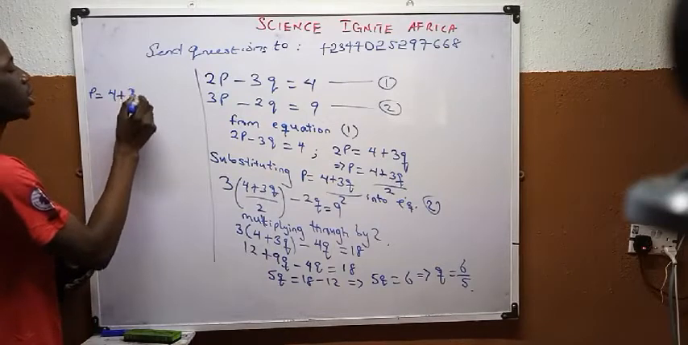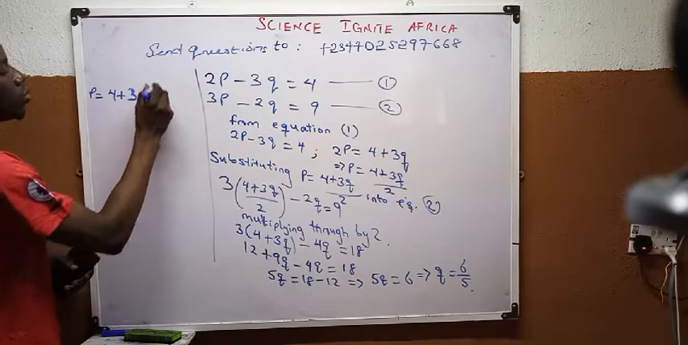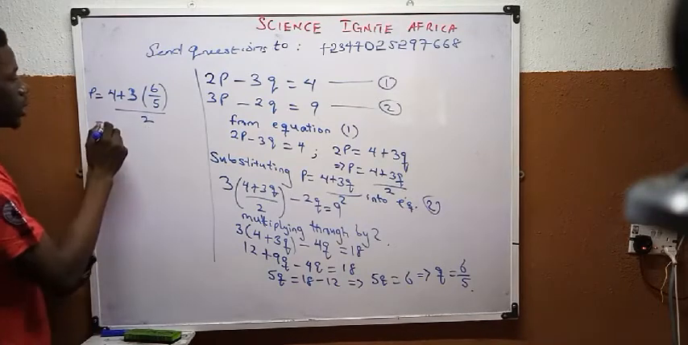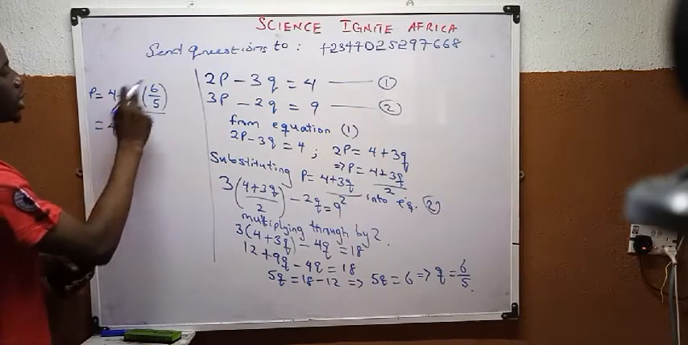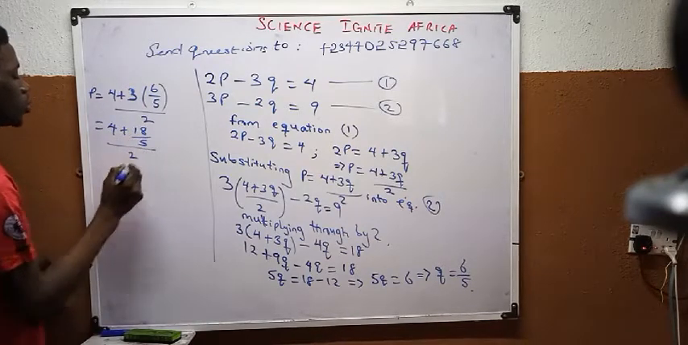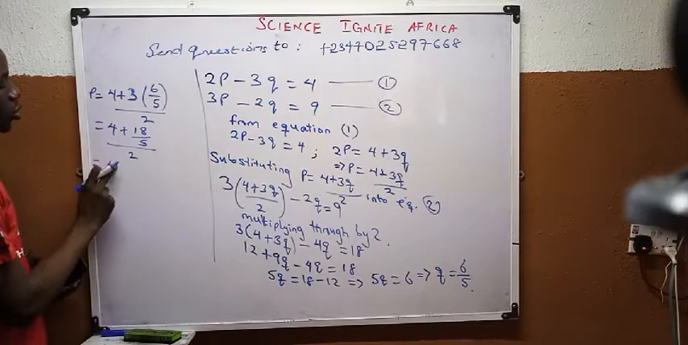So q is now 6 over 5. So that will be 3 multiplied by 6 over 5, all over 2. So this implies that I will have 4 plus 3 times 6, that's 18. So we have 18 over 5, all over 2. So this will be equal.